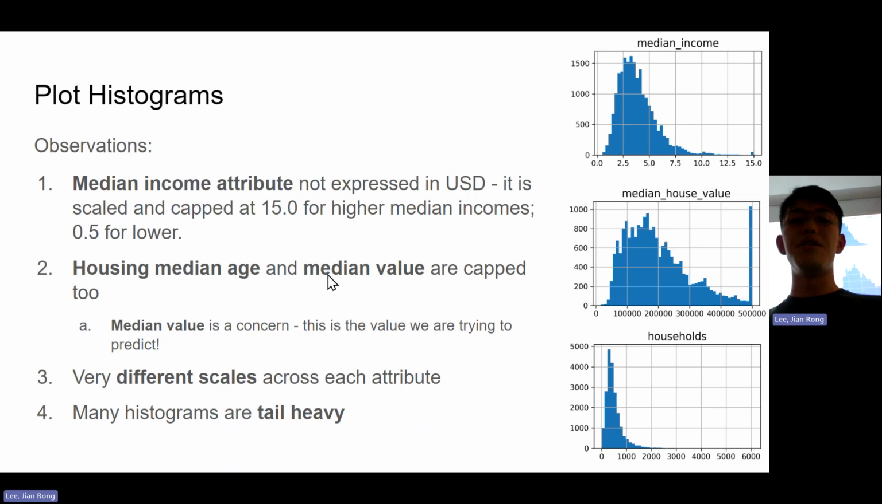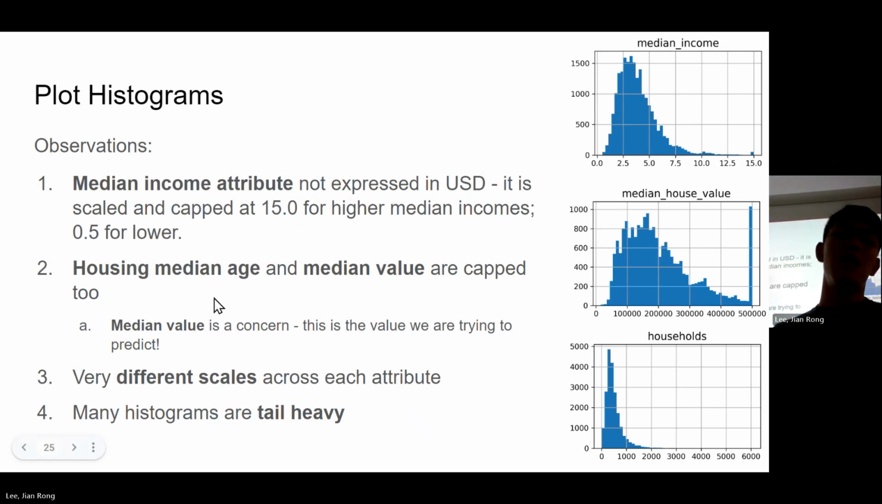For the housing median age and median value, they are capped as well. We can tell that it's capped because we suddenly see this spike here, right? That means all the values above 500,000 are binned into that last value. For example, if we had a value that was 600,000, they would just convert it to 500,000 because they want to limit it to a certain range. So that's why we have this spike here.